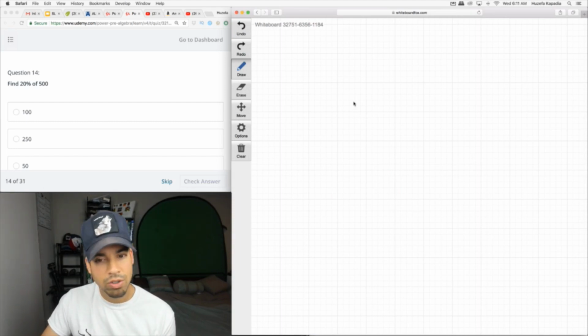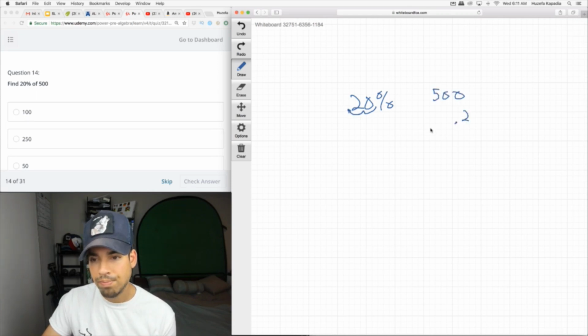Next question. 20% of 500, same thing. 20% converted to the decimal equivalent is 0.2. Then we do 0.2 times 500. Move the decimal over one spot because we have one decimal place up here. And it's 100.